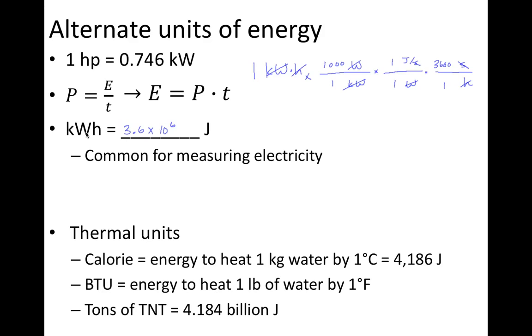Here's an interesting one. This comes up if we are talking about the energy output of explosions. We can measure that in tons of TNT. So a ton of TNT is the thermal energy that is output by exploding or combusting a ton, that's 2,000 pounds, of TNT. And of course, that's going to be an extremely large energy output, 4.184 billion joules of energy per ton of TNT.